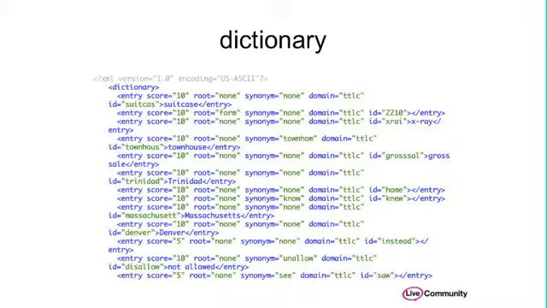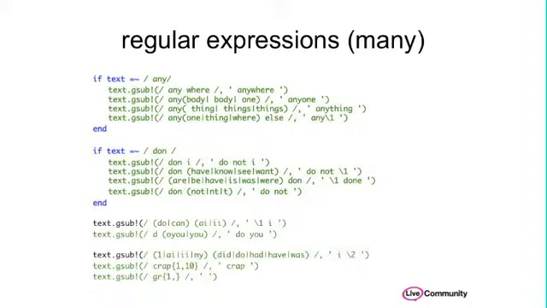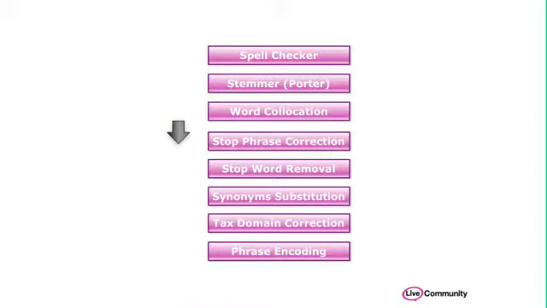So we have a custom dictionary. The dictionary contains spelling corrections, contains synonyms. It also contains stop words. And we combine them with a lot of regular expressions. That's how we do all the NLP processing. And this is the workflow.